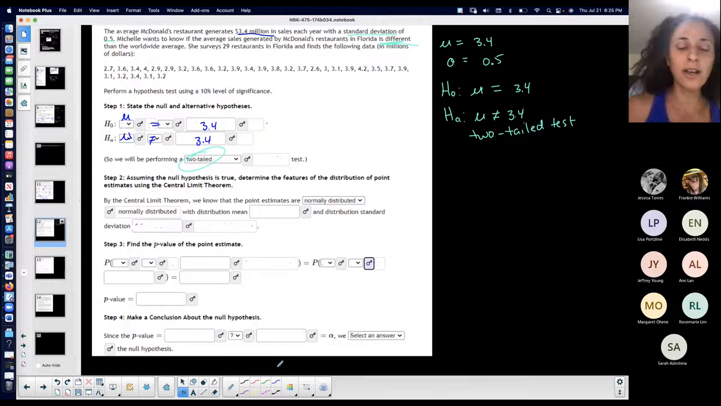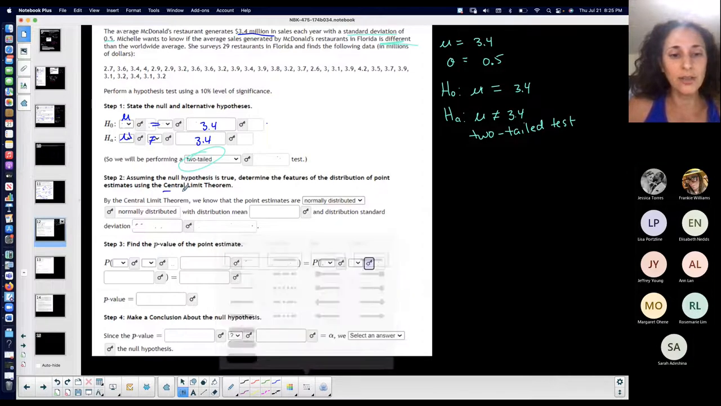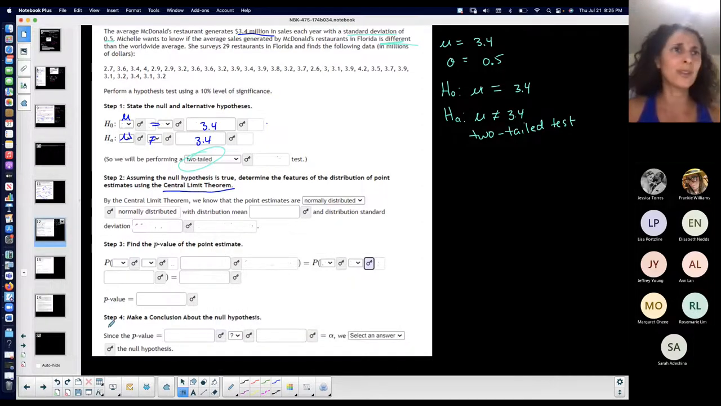Assuming the null hypothesis is true, determine the features of the distribution of the point estimates using the central limit theorem. Anytime I hear the central limit theorem, I automatically go into the things that I learned before, where it's like, is it the basic situation? Is it the distribution of averages? Or is it the distribution of sums? So obviously I didn't erase this, but this is a drop-down menu to determine which distribution you have.